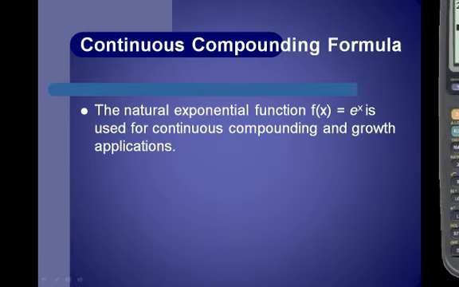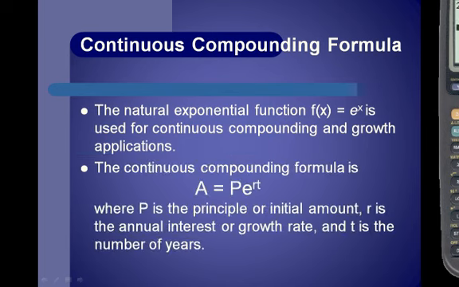Now the natural exponential function f of x equals e to the x is used for continuous compounding and growth applications. The continuous compounding formula is A equals PE to the RT. Sometimes we'll call that the PERT formula, where P is the principal or the initial amount, R is the annual interest or growth rate written as a decimal, and T is the number of years.